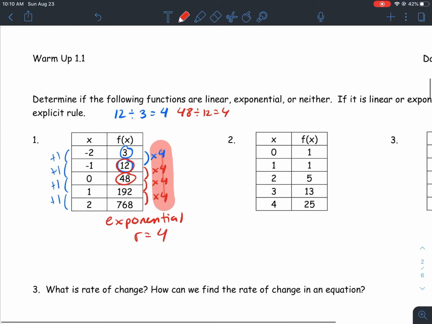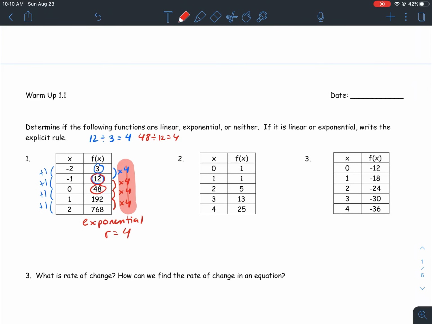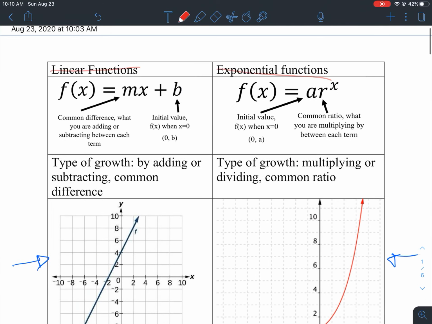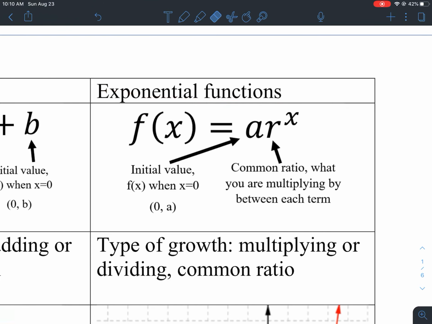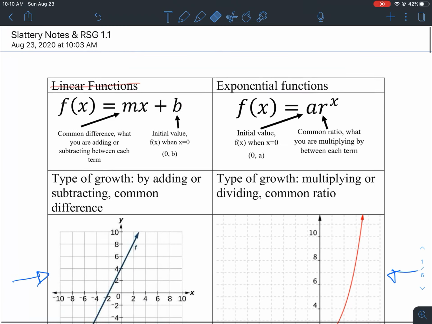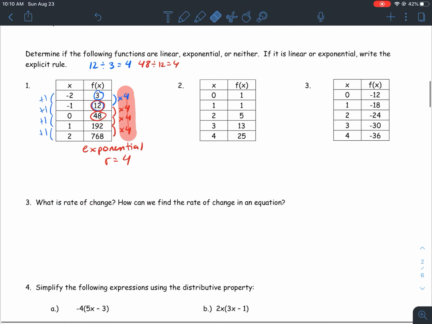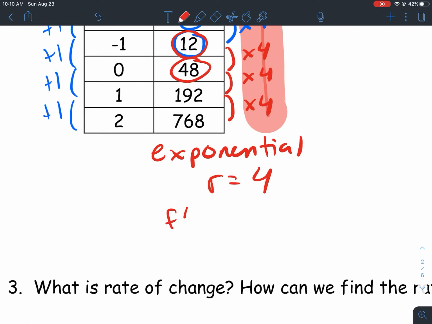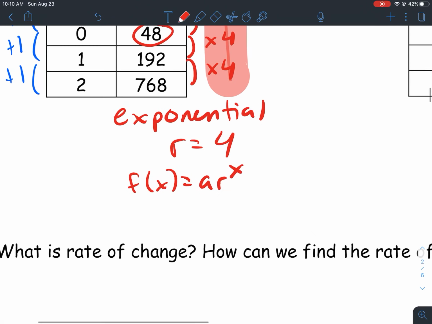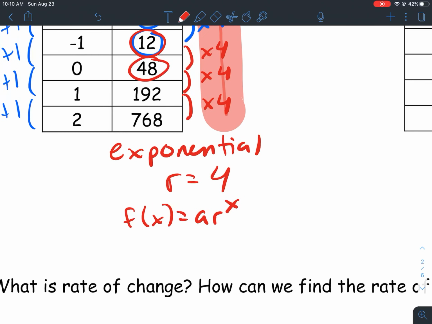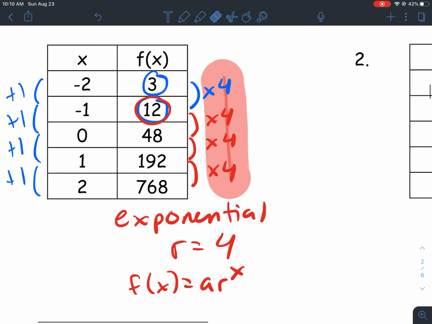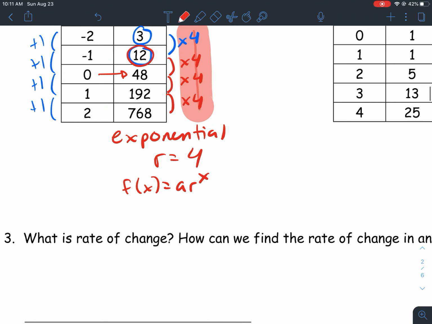They told us that if it is linear or exponential, they want us to write the rule or write the function. If we go back up here, we know that for exponential functions, we need to use this general formula: f of x equals a times r to the x. We know that our r is 4. We need to figure out what our a is. Our a is our f of x value when x equals 0. Well, when x equals 0, the function equals 48. So that tells us that our a is going to be 48.